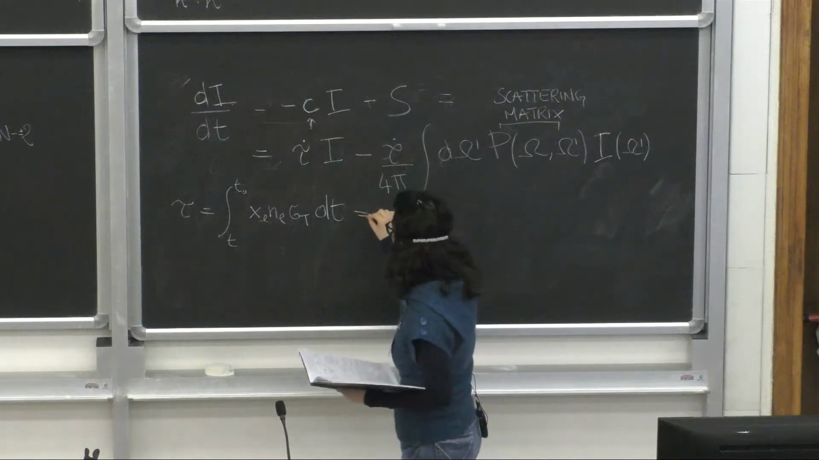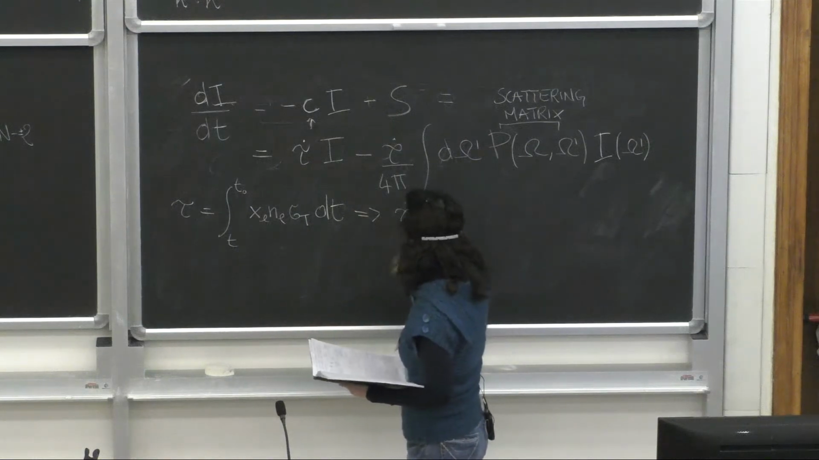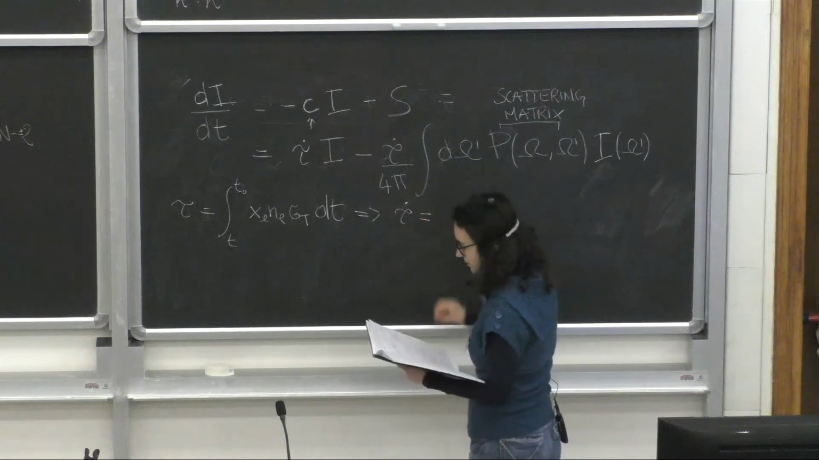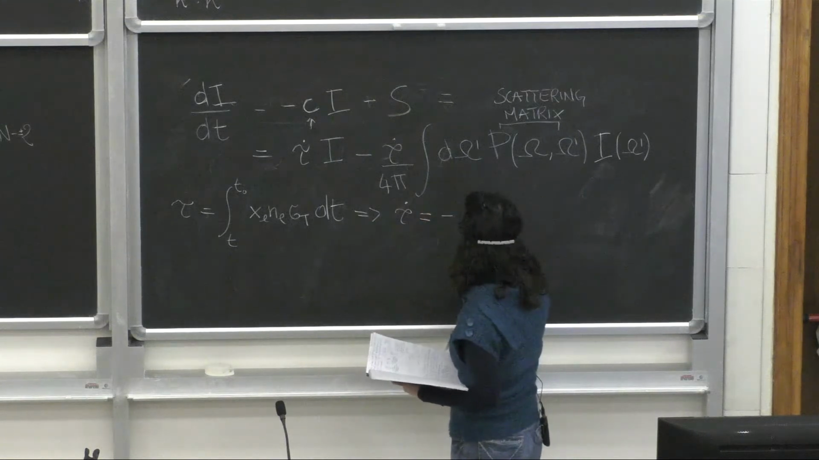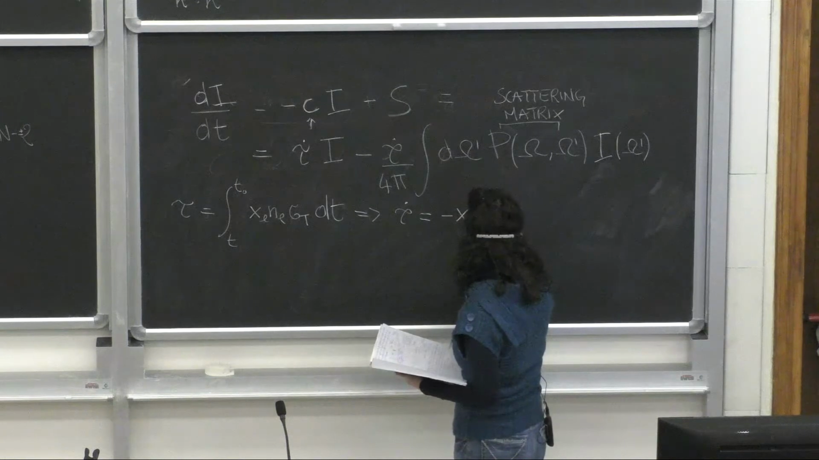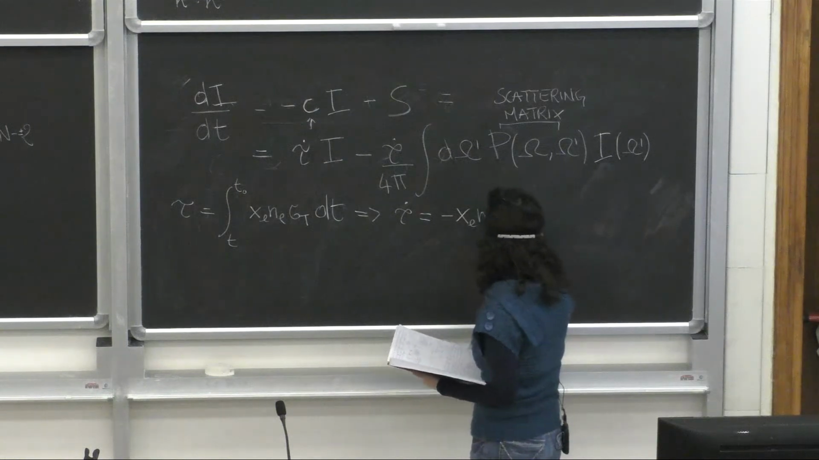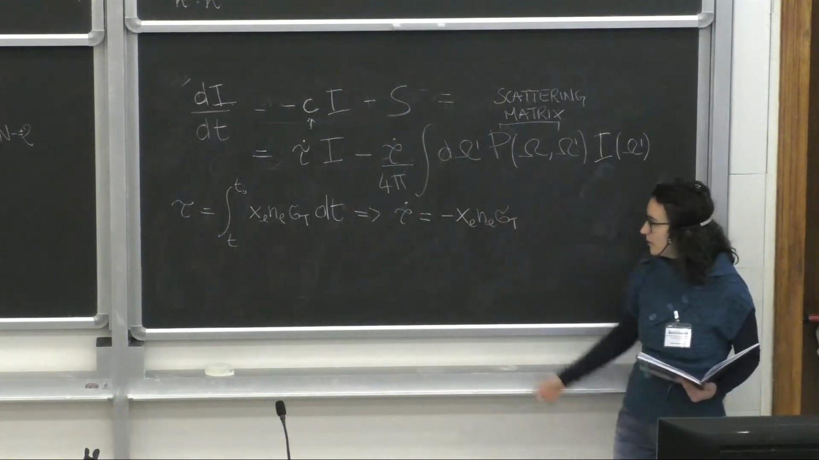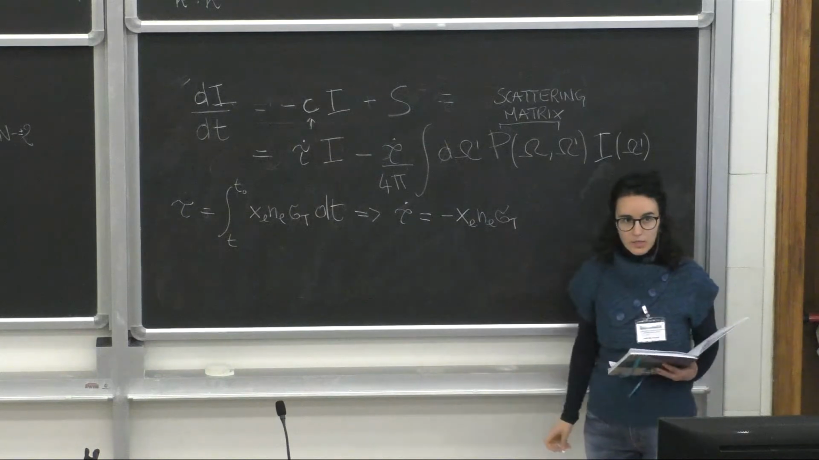And from here, you can see that tau prime is simply minus the density of target times the cross-section.